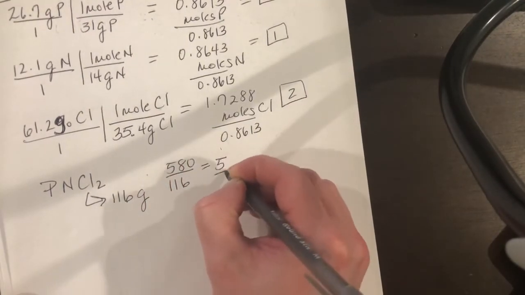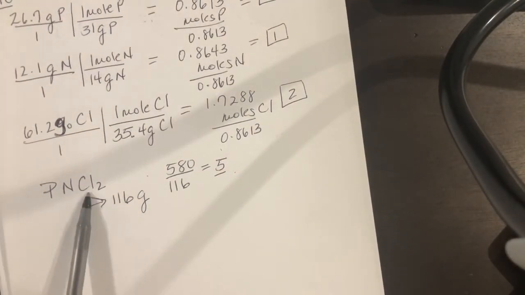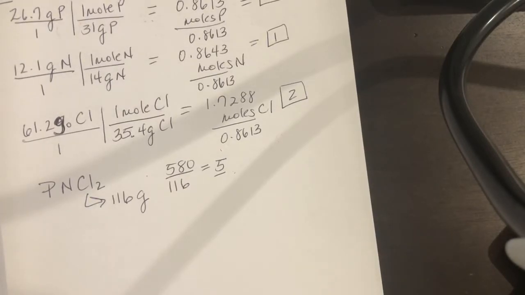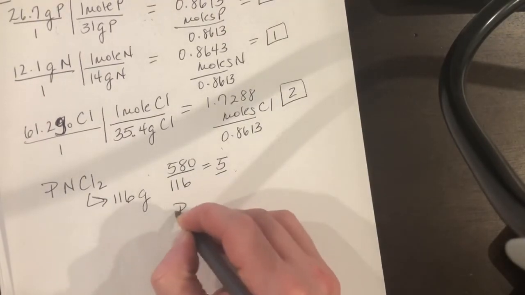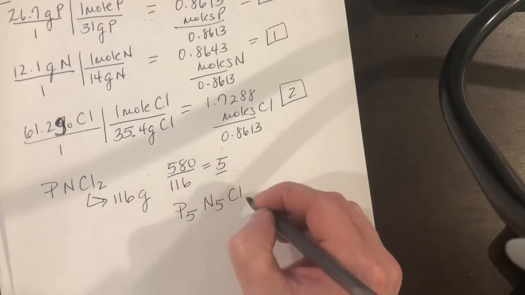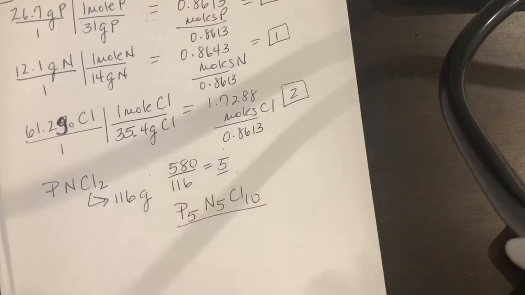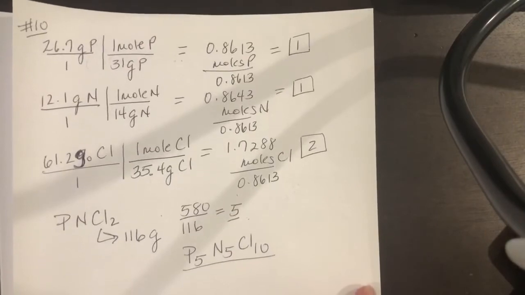Okay. Now, to check our weight, we do 580 divided by 116 to see what we have to multiply by. And this comes out to be almost 5. Now, if you were to use chlorine as 35, you would have got 115, okay? And 580 divided by 115 is 5.04, which is really close to 5. So it's really not going to throw your answer off too much, okay? So we have to multiply everything through by 5. So our final answer in molecular formula is P5N5Cl10, okay?